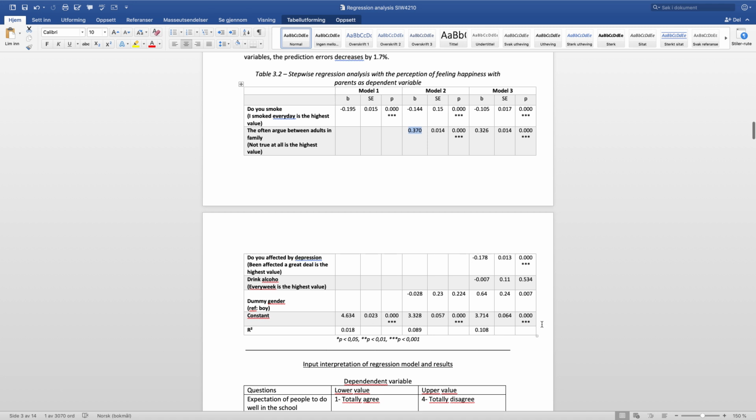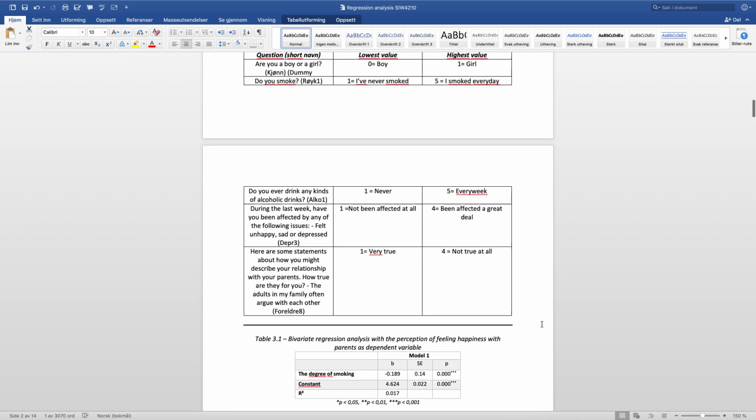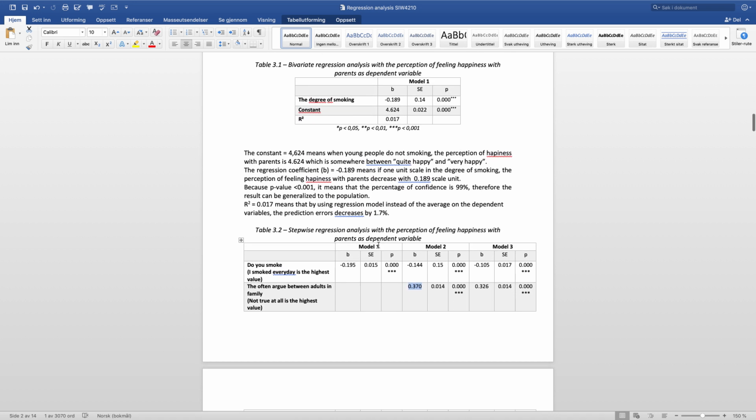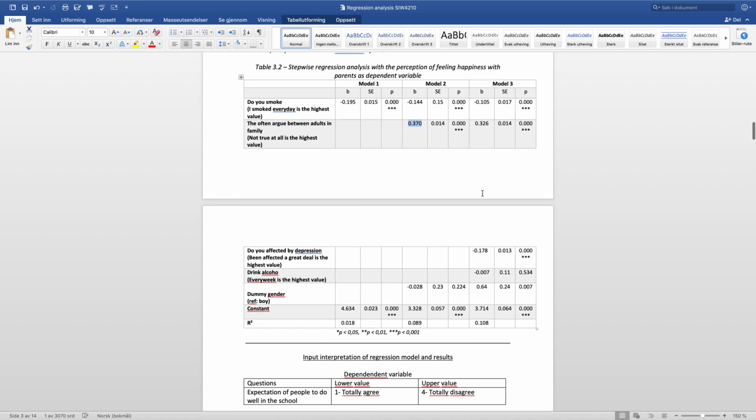And in all of these models, I just have to say, since zero is not a valid value on the independent variables, you cannot interpret the constant. And so this is the value for smoking, or the results for smoking in model 3. It goes somewhat down, as we see, because the student controls for how often the parents argue, and what they're affected by depression, drinking alcohol, and gender.